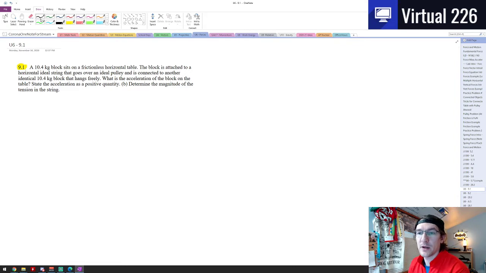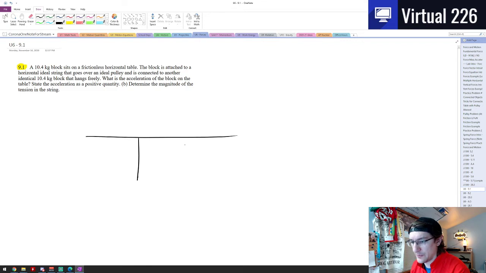known as a pulley. So in question 9.1 here, what we have is a 10.4 kilogram block sitting on a frictionless horizontal table. So here's the table up here. Whoops, let's draw that better. Here's a table. And our block is sitting up on the table. So here's our block. And it's got a mass of 10.4 kilograms.